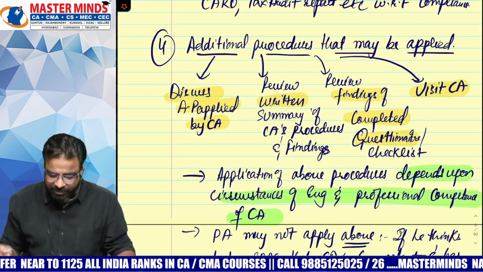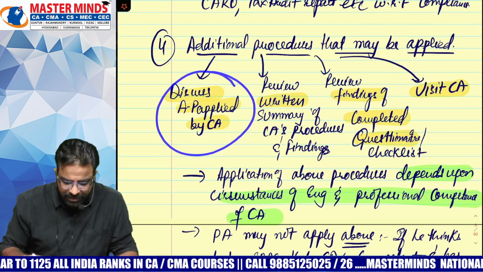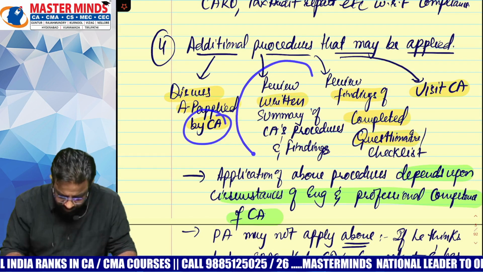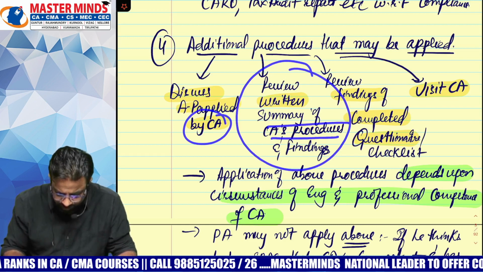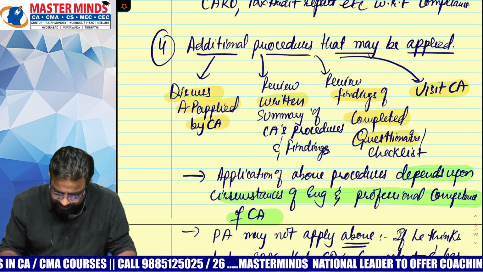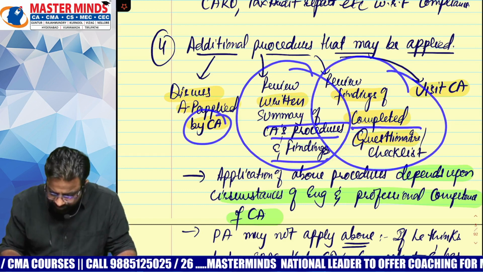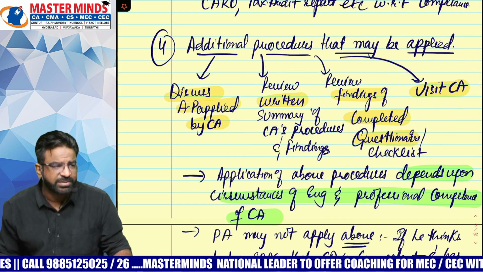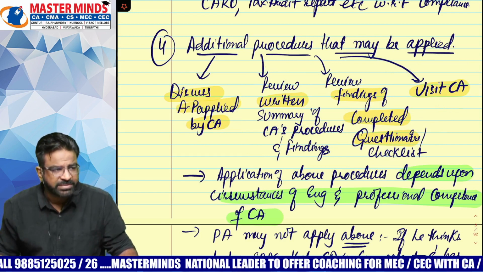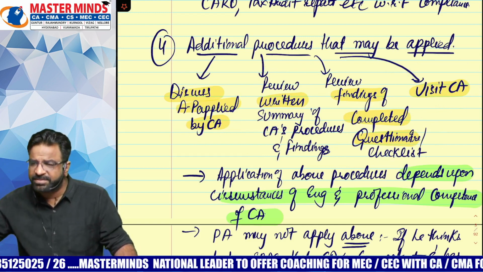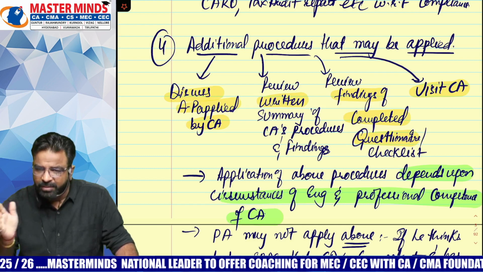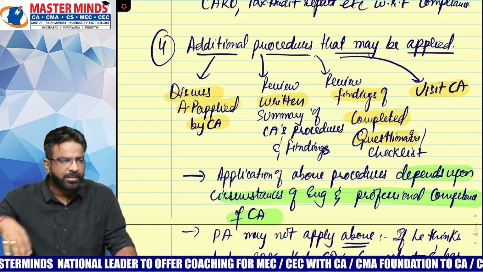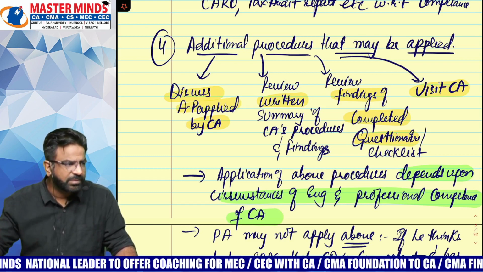What is the next thing? Additional procedures that may be applied. Discuss the additional procedures applied by the component auditor. Review the written summary of the component auditor's procedures and findings. Review findings of the completed questionnaire and checklist, and visit what? The component auditor. These are the 4 things you can do. Are you getting the point? See, it's simply called DRS. What is DRS? Direction, review, supervision. Simple. Don't leave the 100% work on his shoulder, but he's going to give it to you.